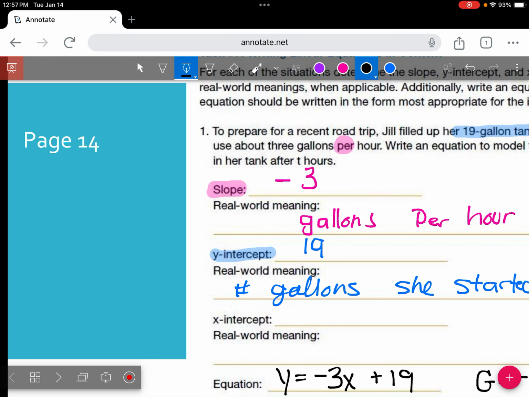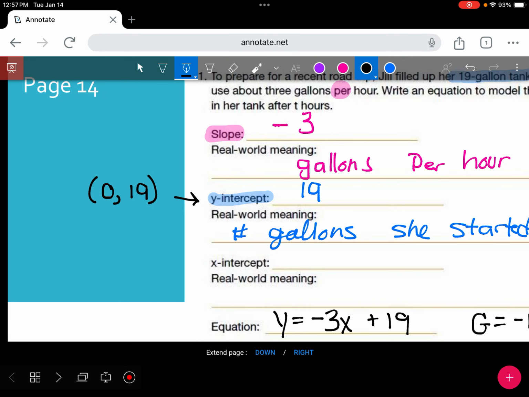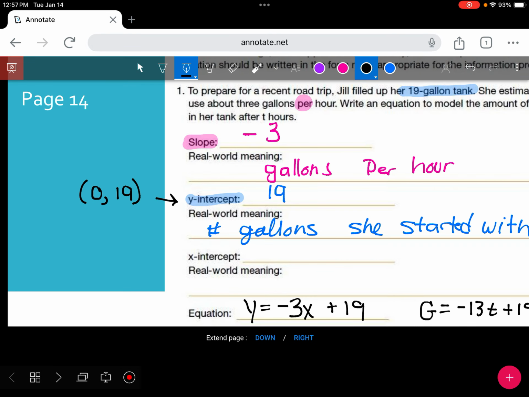We know our y-intercept was 19. That's what she started with. And sometimes we'll write these as points. Y-intercept being 0, 19. So then what we're looking for is our x-intercept. And this is going to be something we're usually going to find from our equation. It's not going to be -3. That's our slope. Yep.